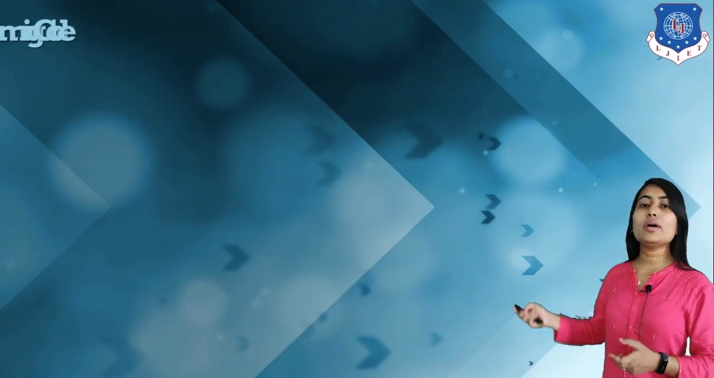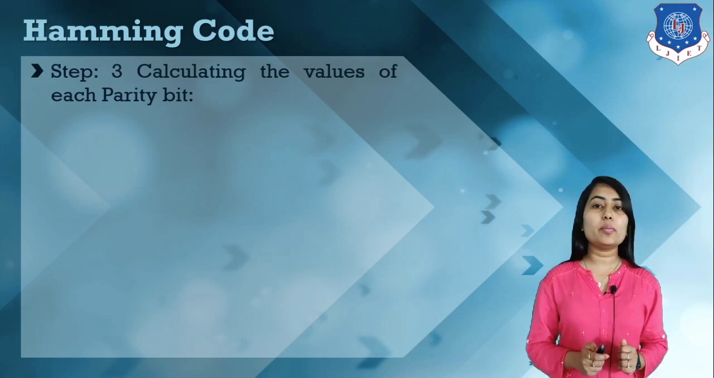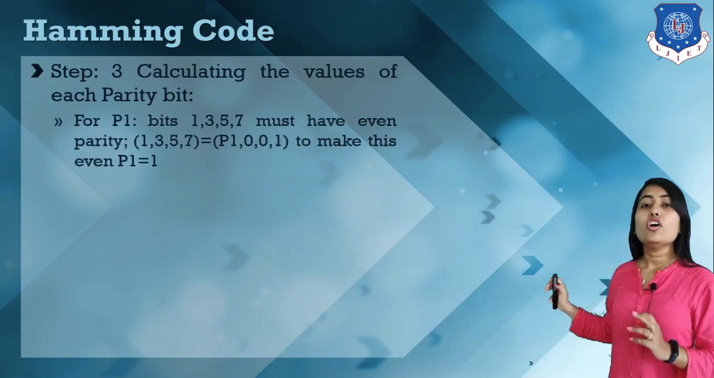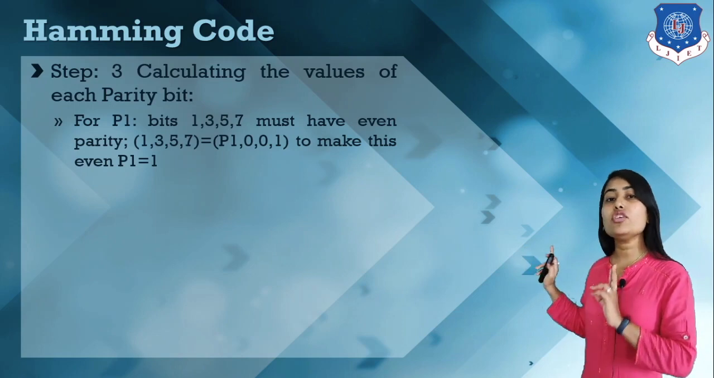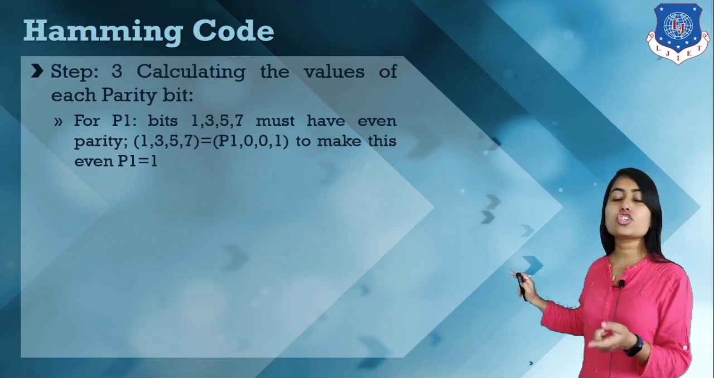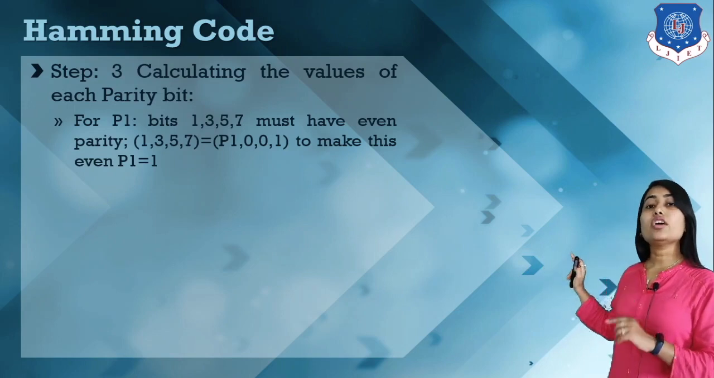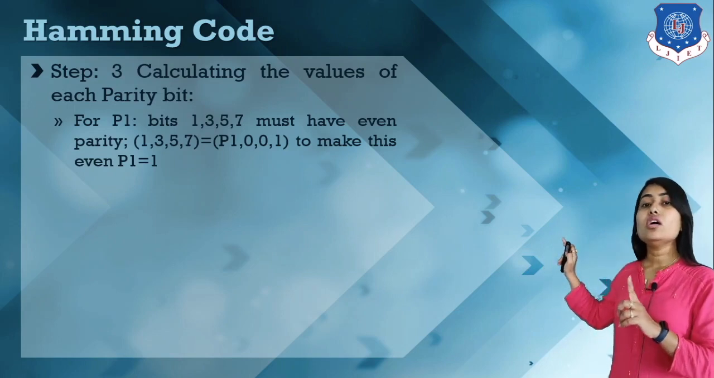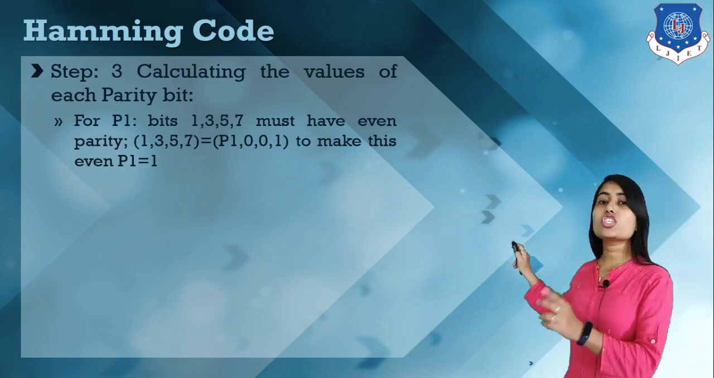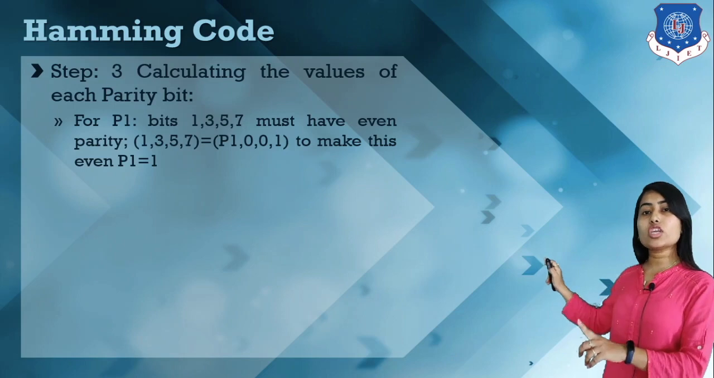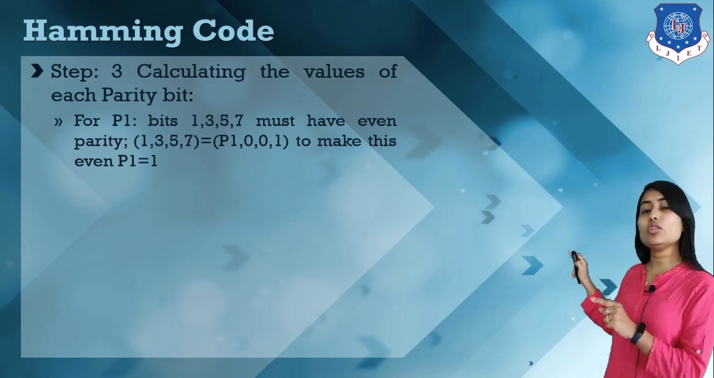So step number 3: calculate the values of the parity bits. How can we calculate them? For P1 we have to check positions 1, 3, 5, 7, which must have even parity. At the first location we have P1, at the third location we have 0, at the fifth location we have 0, and at the seventh location we have 1.